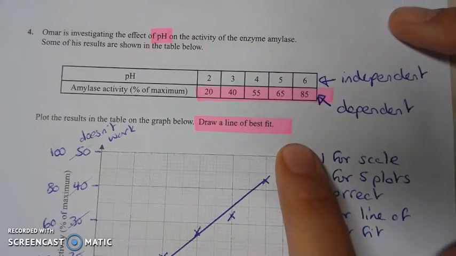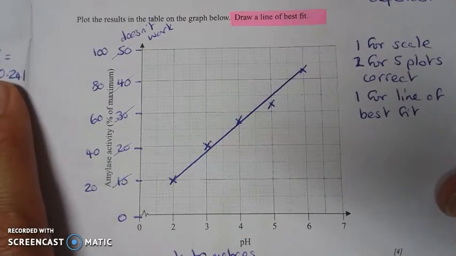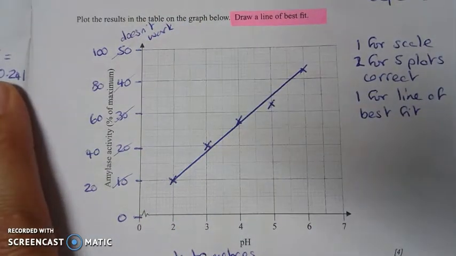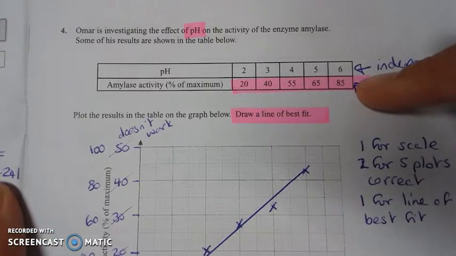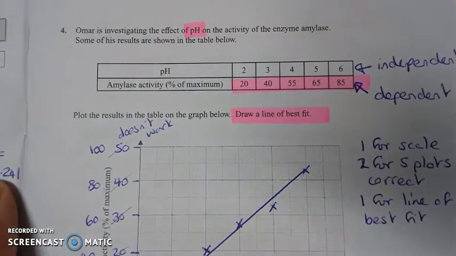Now, when I first started looking at this, I was like, right, okay, I've got to plot my axes at the side first. And I just went straight for 10, 20, 30, 40, 50, because I didn't look properly at the results. And when I looked properly, I realised I've got to get my results up to 85. And that scale is not going to work, so I would have lost marks there.